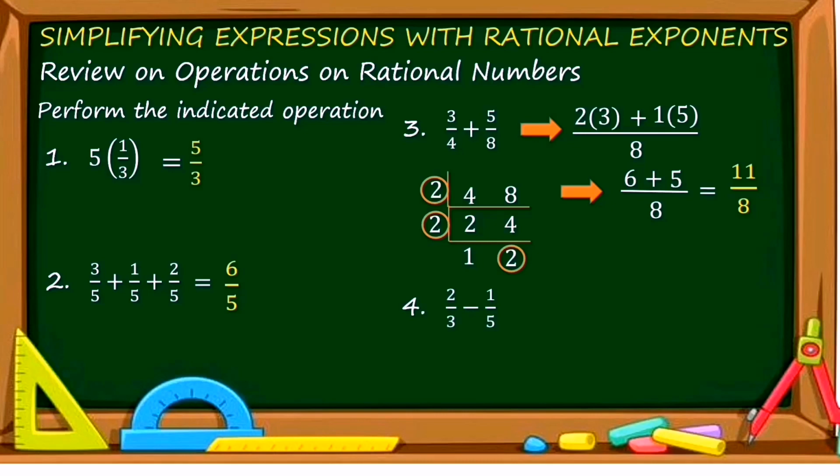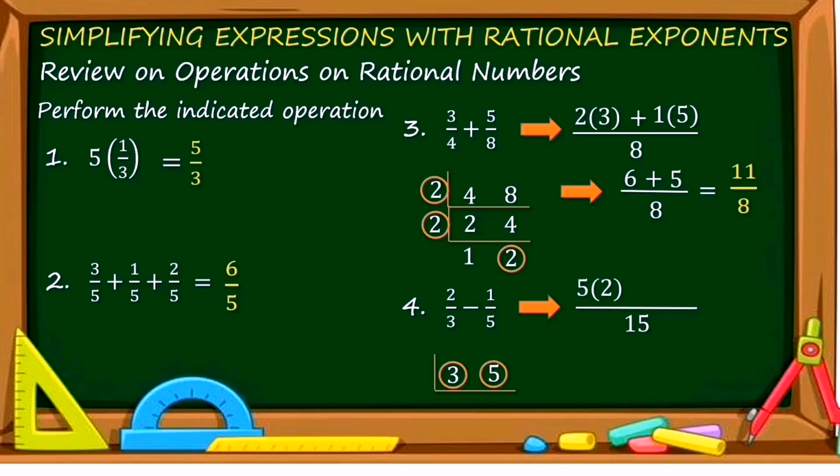Number 4, 2 over 3 minus 1 over 5. The same case with number 3, they have different denominators. So we need to look for the least common multiple between 3 and 5. But as you notice, 3 and 5 do not have a common factor anymore except 1. So in order to find the LCM or least common multiple, we need to get the product of 3 and 5, which is equal to 15. And that will serve as our least common denominator.